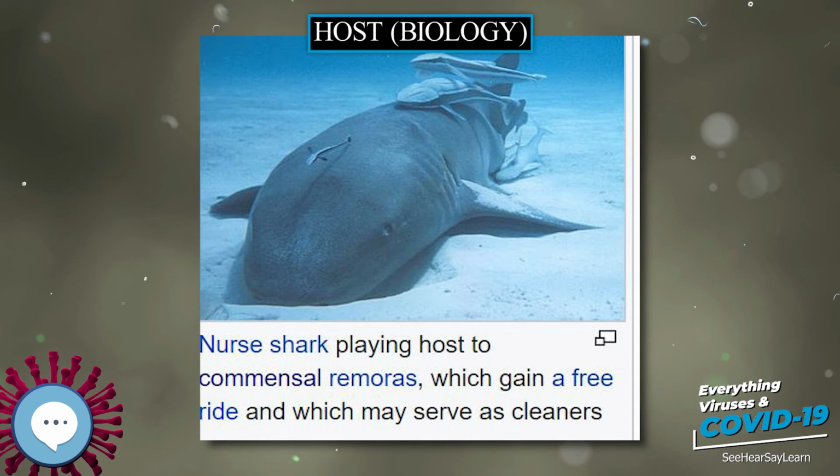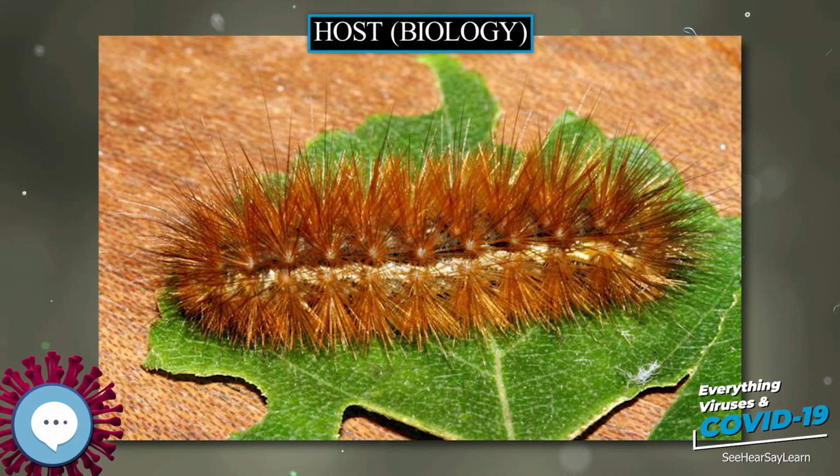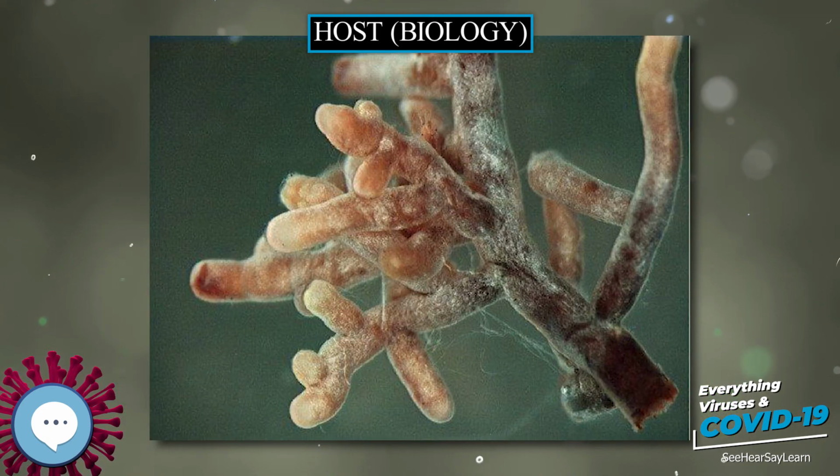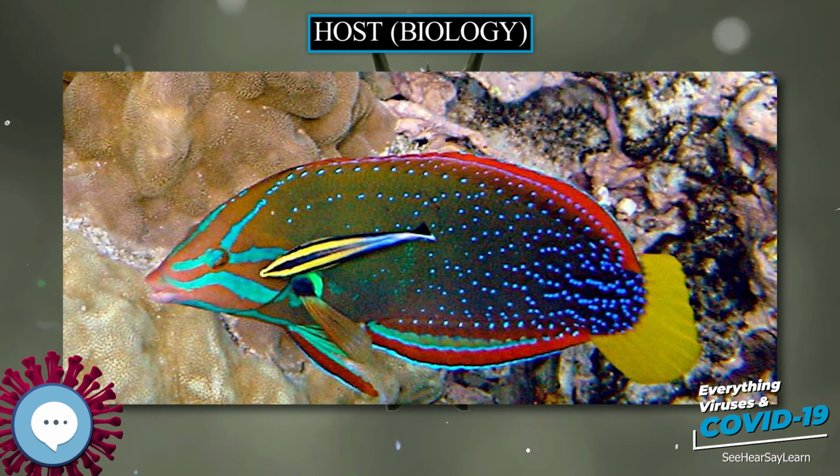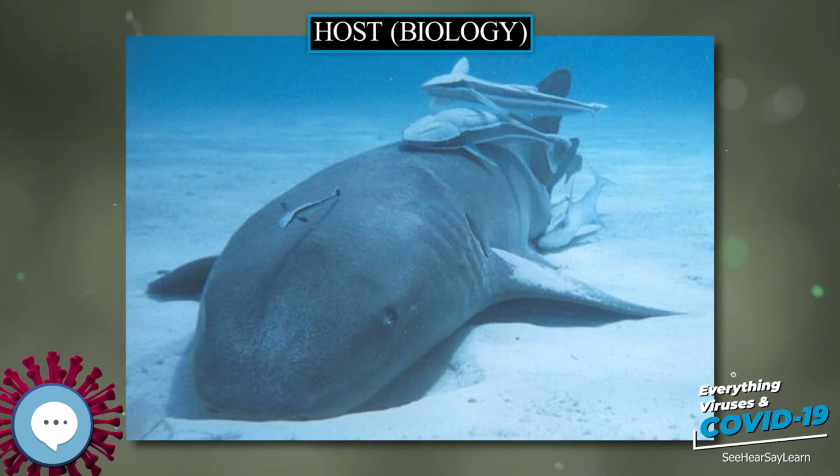An important hosting relationship is mycorrhiza, a symbiotic association between a fungus and the roots of a vascular host plant. The fungus receives carbohydrates, the products of photosynthesis, while the plant receives phosphates and nitrogenous compounds acquired by the fungus from the soil. Over 95% of plant families have been shown to have mycorrhizal associations.